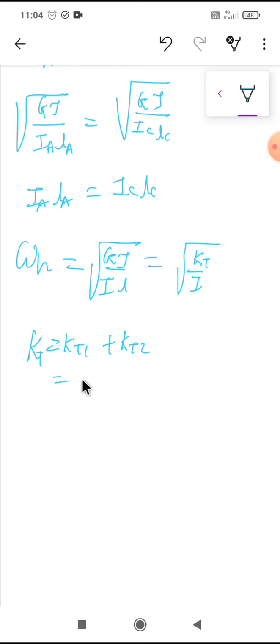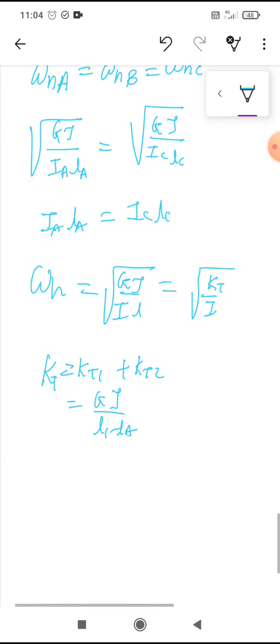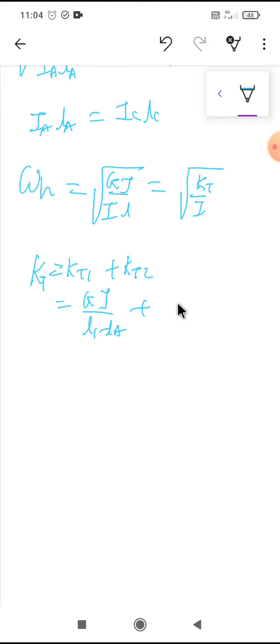Now what is KT? If I compare these two equations, GJ by L will be the KT. What was the length on the left? That is L1 minus LA. On the left it is L1 minus LA, and on the right L2 minus LC. So KT will be GJ by L1 minus LA plus GJ by L2 minus LC. This K formula we will use in this equation to find omega n B.